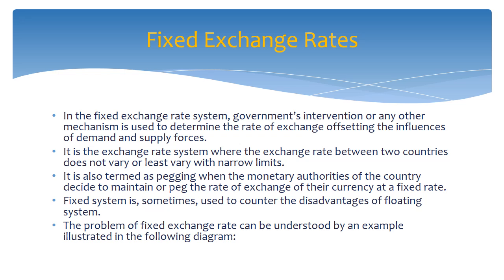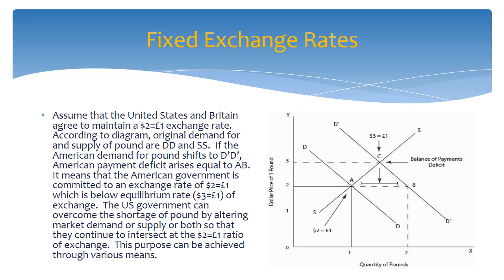The problem of fixed exchange rate can be understood by an example illustrated in the following diagram. Assume that the United States and Britain agree to maintain a $2 equals £1 exchange rate. According to the diagram, the original demand for and supply of pound are DD and SS. If the American demand for pound shifts to D'D', an American payment deficit arises equal to AB. It means that the American government is committed to an exchange rate of $2 equals £1, which is below the equilibrium rate, $3 equals £1 of exchange.